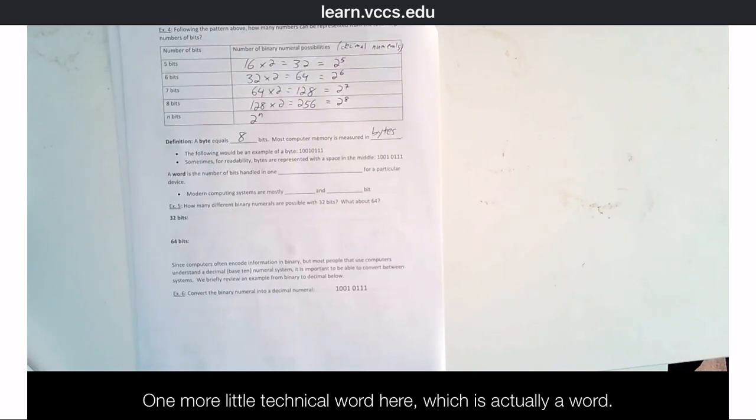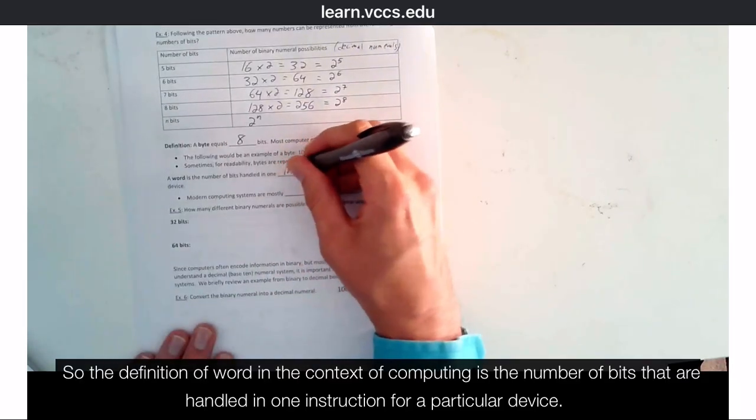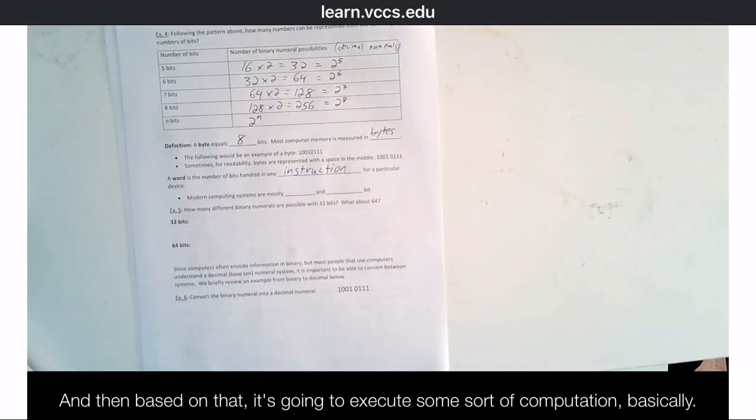One more little technical word here, which is actually a word. The definition of word in the context of computing is the number of bits that are handled in one instruction for a particular device. So a device is going to read a certain number of bits, and then based on that, it's going to execute some sort of computation, basically.